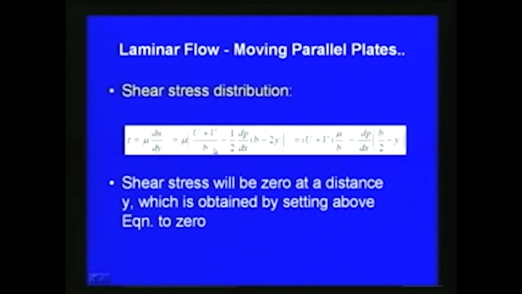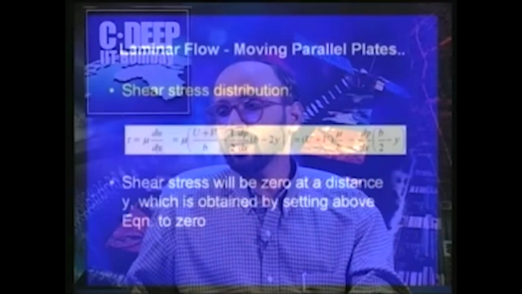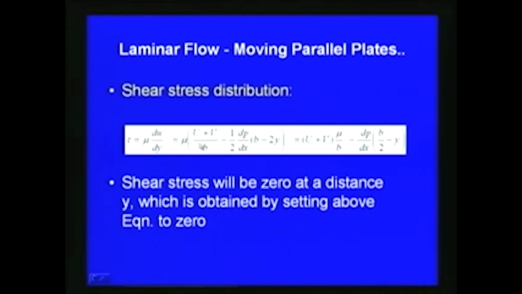We can just use Newton's law of viscosity, tau is equal to mu into du by dy. So, u is known, you can just take a derivative of u with respect to y and then multiply by the dynamic coefficient of viscosity, and we get an expression for the shear stress distribution. So, that is shown in this slide. Tau is equal to mu into du by dy, mu into U plus V by b minus 1 by 2 dp by dx into b minus 2y. So, this can be simplified as U plus V into mu by b minus dp by dx into b by 2 minus y.